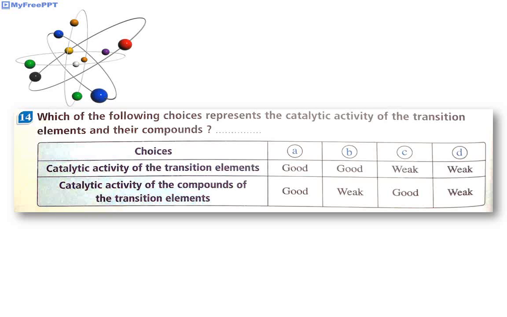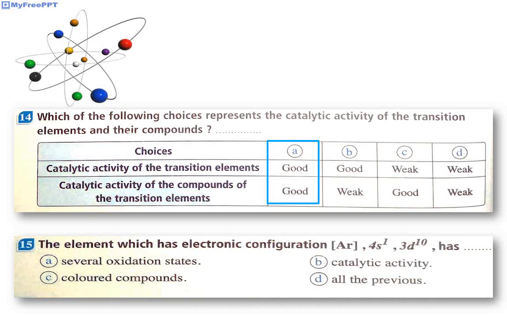Another property, catalytic activity of the compounds of the transition element. If we have elements making compounds and these compounds include transition elements, so they are good in both, activity of transition elements in case of element or compound. So the number A will be the right answer, good in two cases, in case of element or in case of compound.